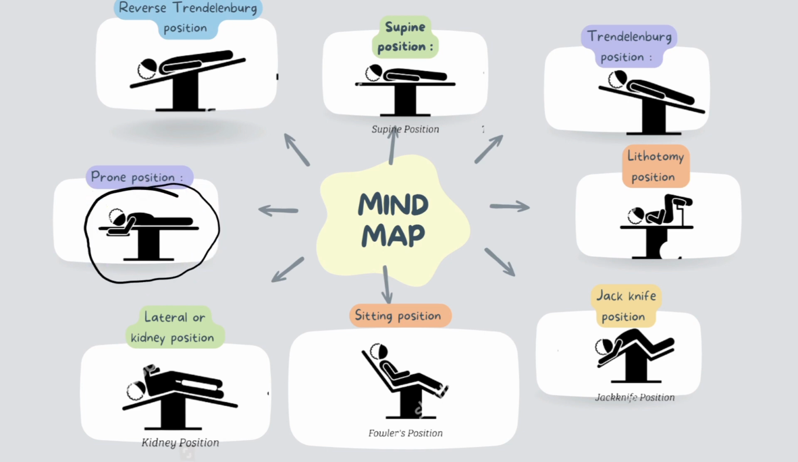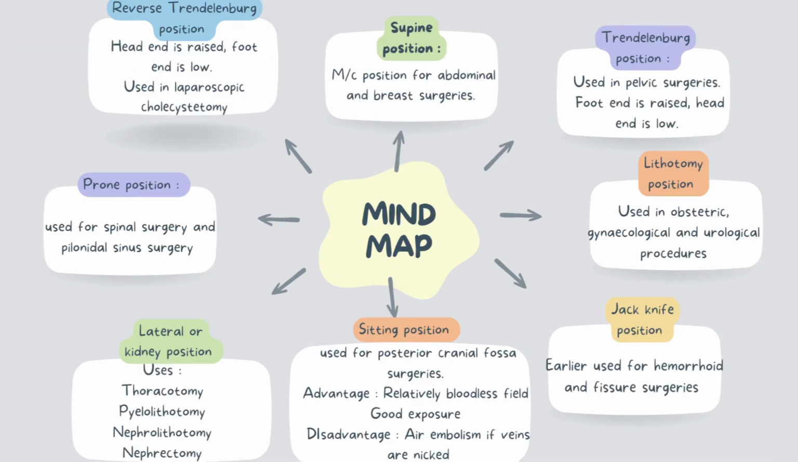The person is lying on his front. And this is the reverse Trendelenburg position, which is just the reverse of the Trendelenburg position. So here the foot end is raised and the head end is lowered. Got an overview on the images, and now I'm going to explain to you how these actually work, right?